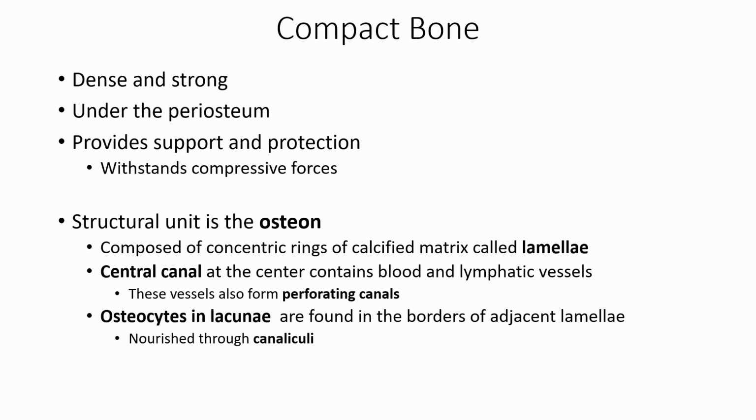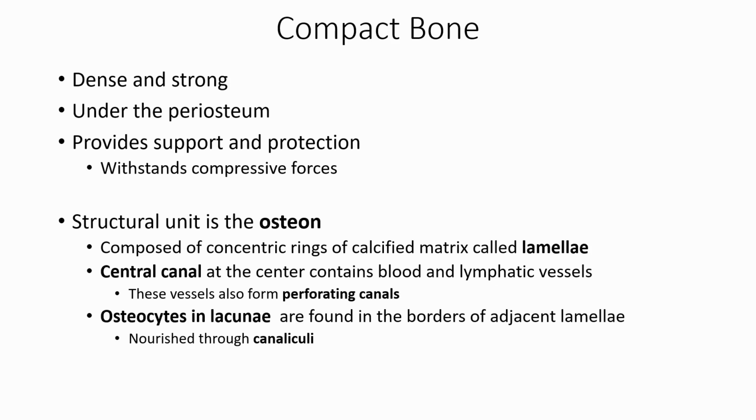Now, when it comes to bone, we have two main types. We have compact and spongy bone. Compact bone, we should at least be somewhat familiar with because we talked about it when we were looking at our tissues. It's a really dense, strong form of bone. We find this right underneath the periosteum, and it's there for support and protection. It's compact, it's dense, it can withstand force, right? So it's really good for being able to carry weight. It's really good for protection.